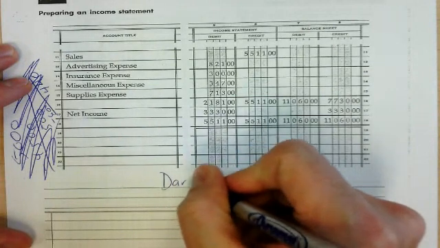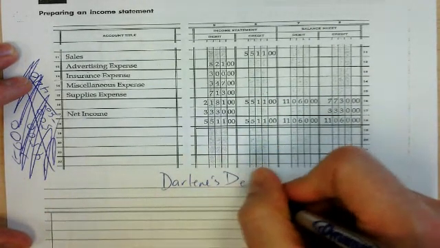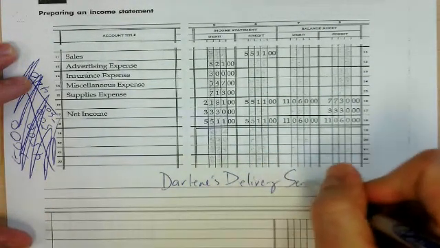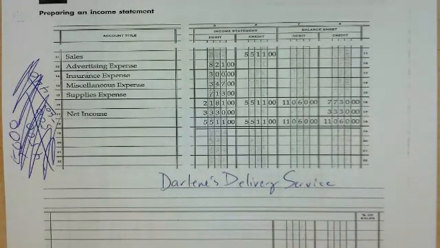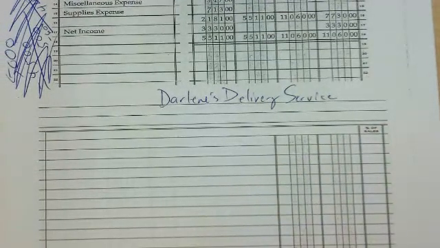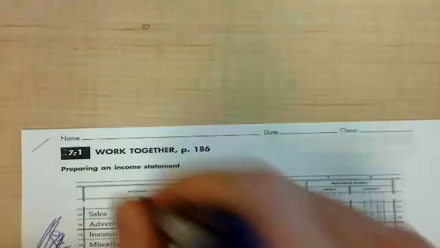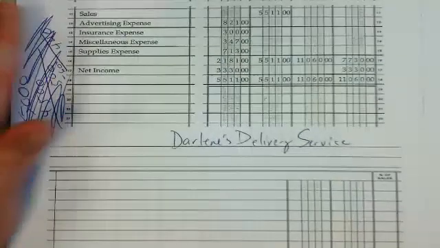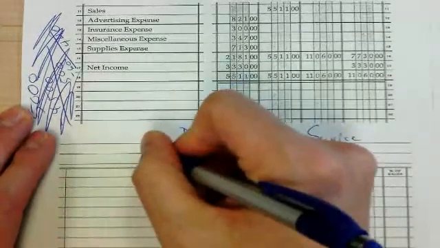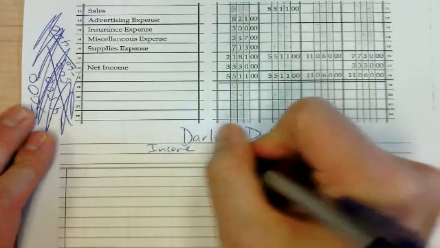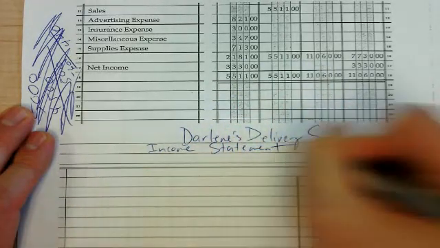So please write Darlene's Delivery Service. Probably try to center it a little better than I did. Oopsie daisy. The second line is always the name of the what? The thing you're doing. We are doing an income statement. Don't write 8-column worksheet. That would make me sad. Income statement.